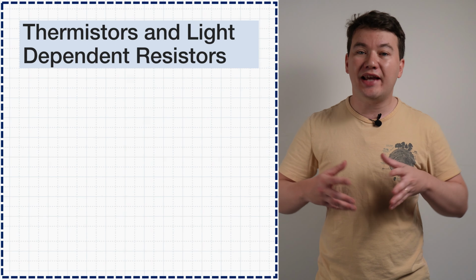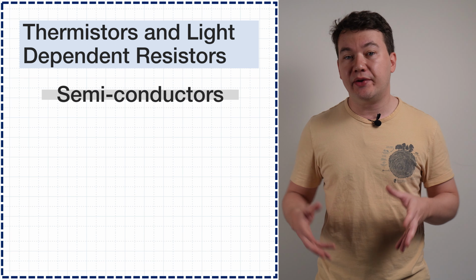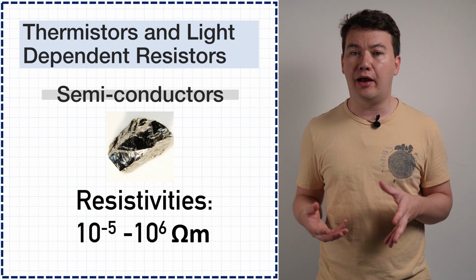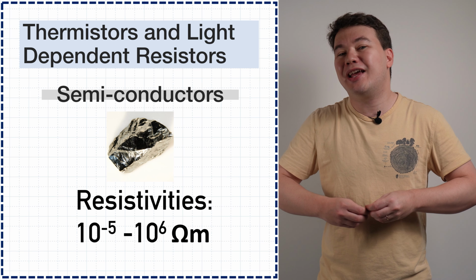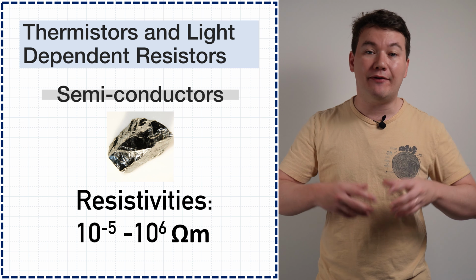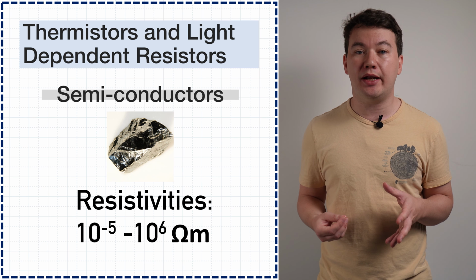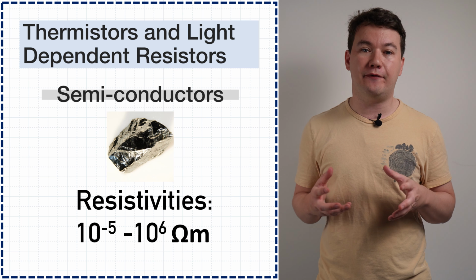Today, I'm going to cover thermistors and light-dependent resistors, electrical components which rely on semiconductors. I'm going to explain how these components work and how they're used inside circuits. Semiconductors have resistances in the range between conductors and insulators. However, what's even more important is that their resistance isn't necessarily fixed. The components which we'll look at today rely on this variability in resistance, which gives them their functionality.